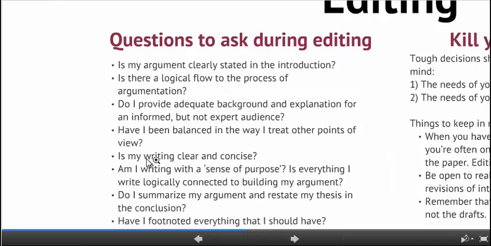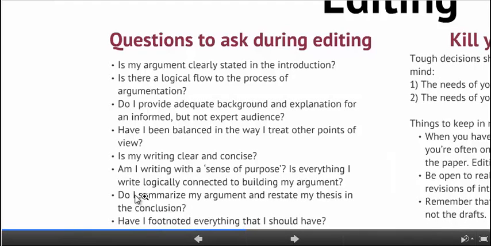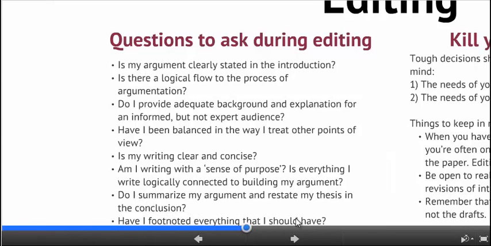That's going to have much more convincing force. Is your writing clear and concise? Are you writing with a sense of purpose? This is connecting everything logically to your thesis statement, really. Did you summarize your argument and restate your thesis in the conclusion? Have you footnoted everything that you should have?